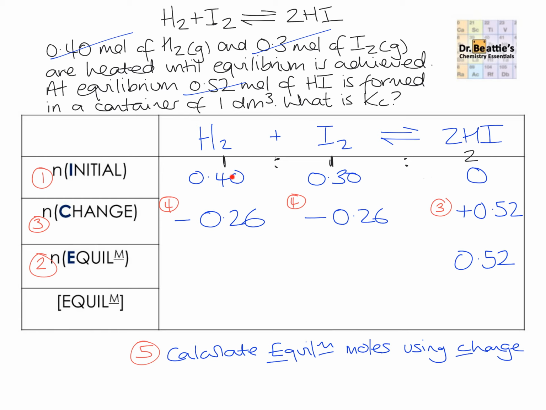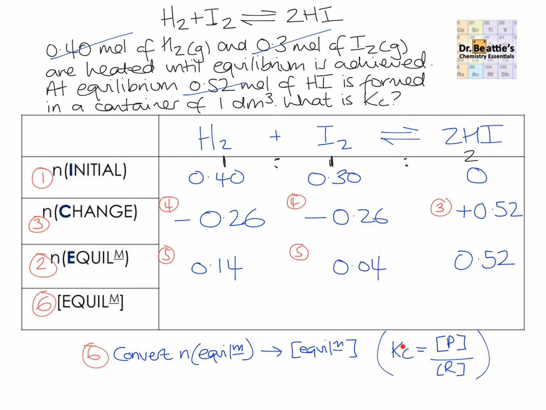So step 5 is calculating the remaining 2 columns for the equilibrium. So we've got our initial, we've got our change, so we just need to do 0.4 minus 0.26. And then with this column here, we've got 0.30 minus 0.26, so we've got 0.04. Now you'll notice at this point here, we've been dealing with moles in the ICE part of our method. So this is 0.14 moles, 0.04 moles, 0.52 moles. However, Kc is always expressed as the concentration of products over the concentration of reactants. So we need to take these number of moles at equilibrium and convert them into concentration at equilibrium.